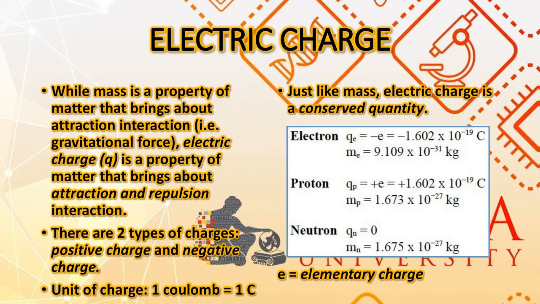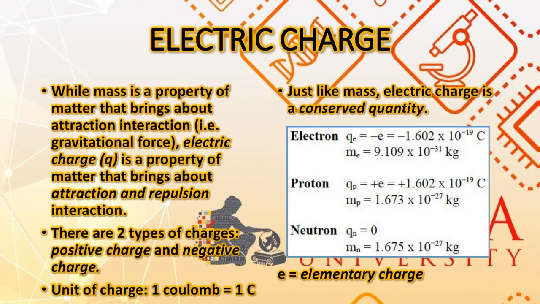Just like mass, however, electric charge is a conservative quantity, meaning if there are several charges, total charge is the summation of all those charges. So if you have Q1, Q2, Q3, total charge is Q1 plus Q2 plus Q3.